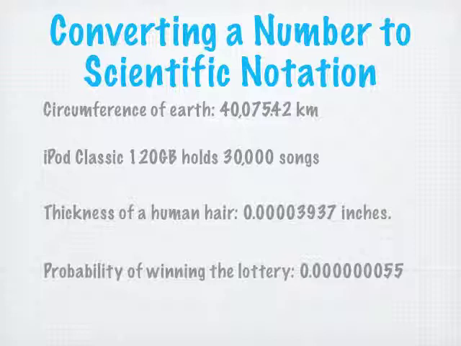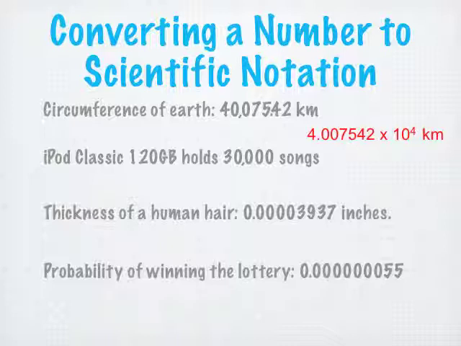So let's convert numbers to scientific notation. Let's say the circumference of the Earth is that many kilometers. Look at how many times the decimal point has to move. Well, it has to move 1, 2, 3, 4 times. So it's 4.007542 times 10 to the fourth. One thing to keep in mind, if you're making your number smaller, your exponent's getting bigger.